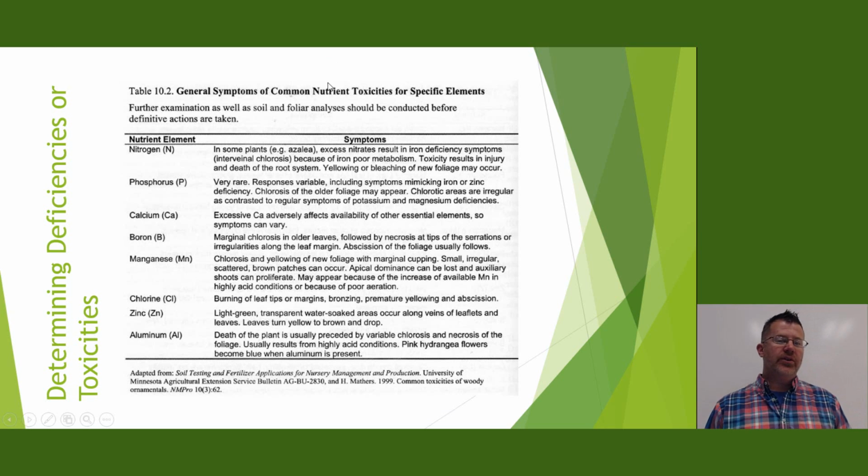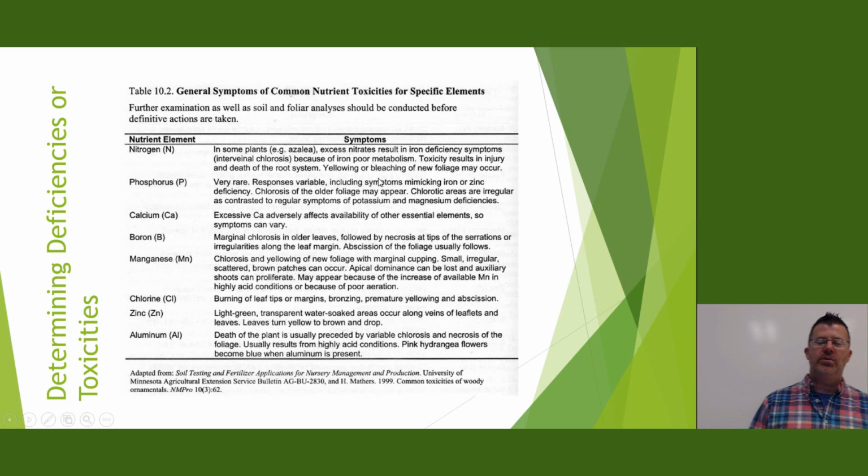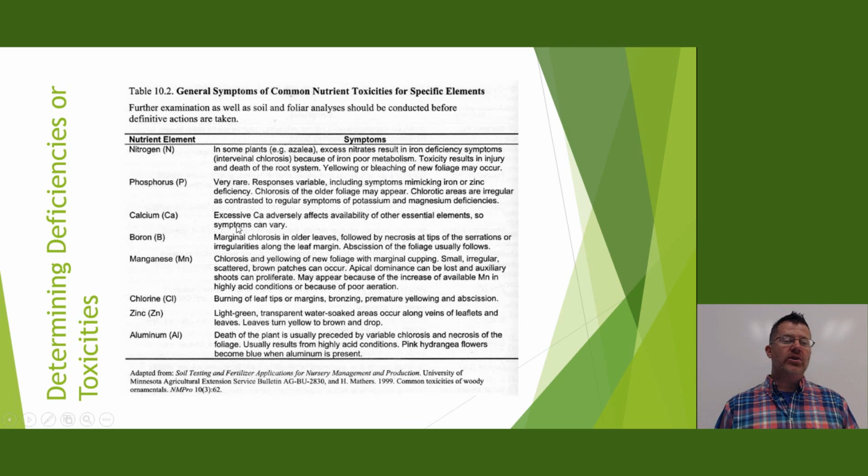Here we have some general symptoms of common nutrient toxicities for the specific elements, and these are the main ones, table 10.2. Again, I'm not going to read all these for you, but for nitrogen, in some plants such as azaleas, excess nitrates result in iron deficiency symptoms or interveinal chlorosis because of poor iron metabolism. Toxicity results in injury and death of the root system. Yellowing or bleaching of the new foliage may occur. So I could ask a question about that, and you might know that it is based on a nutrient toxicity of nitrogen.